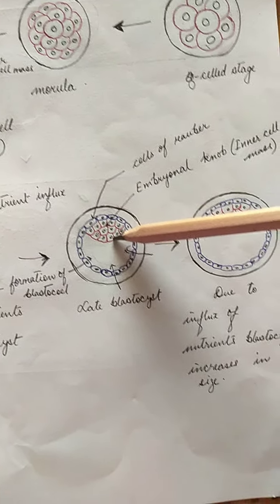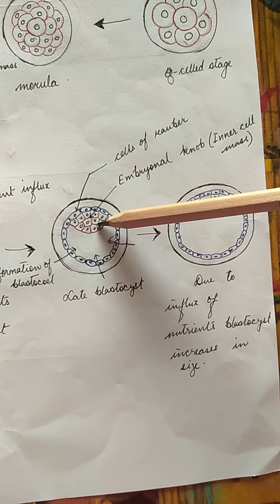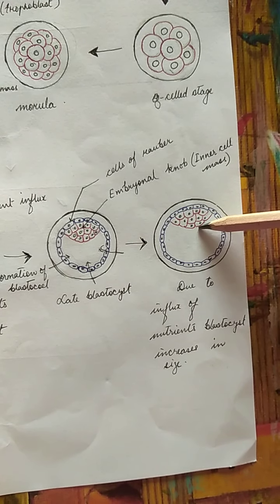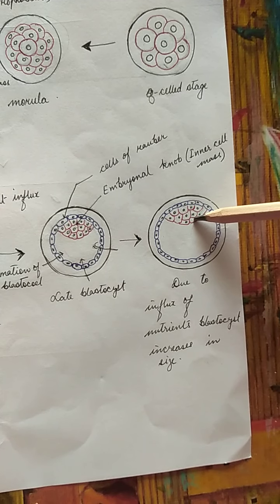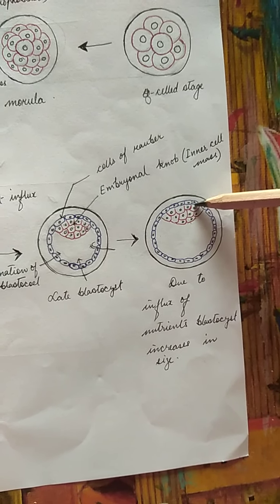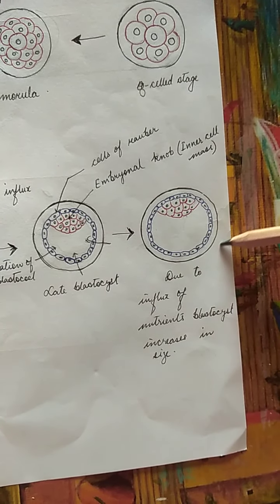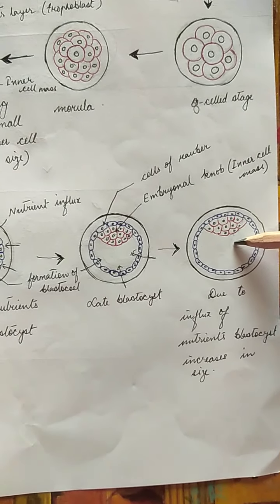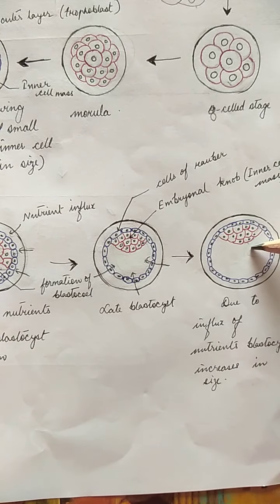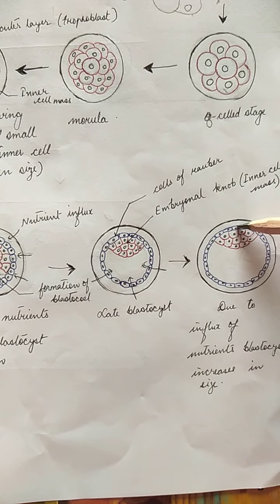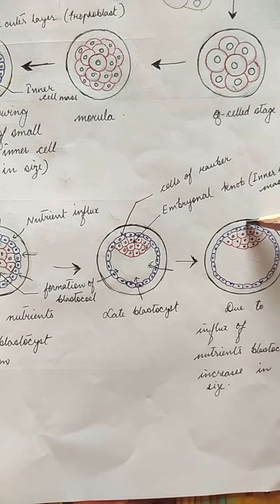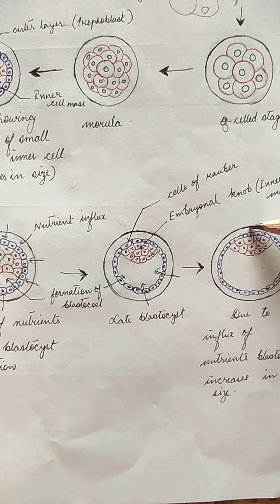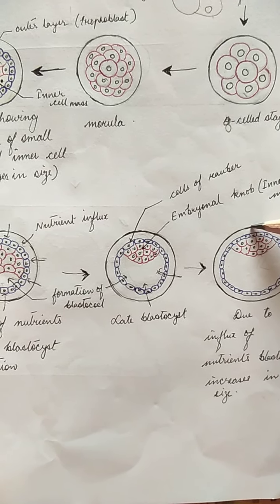As the quantity of fluid increases, the morula enlarges rapidly and assumes the shape of a cyst. Now it is known as blastocyst. The trophoblast cells which are in contact with the embryonal knob are known as cells of Rauber.